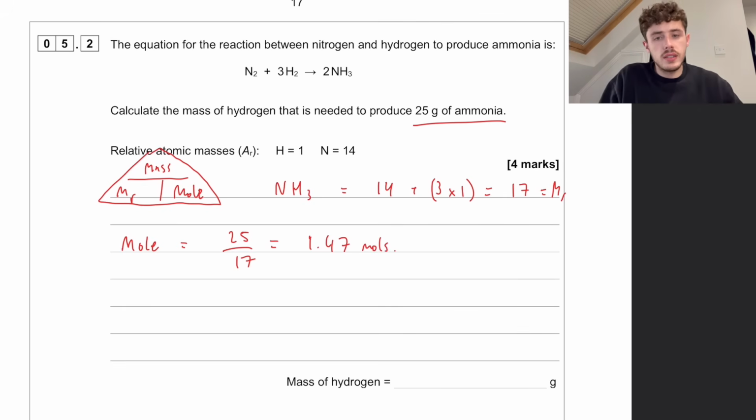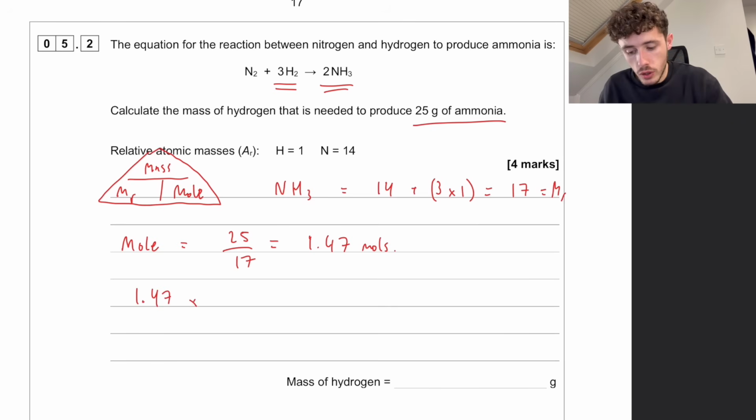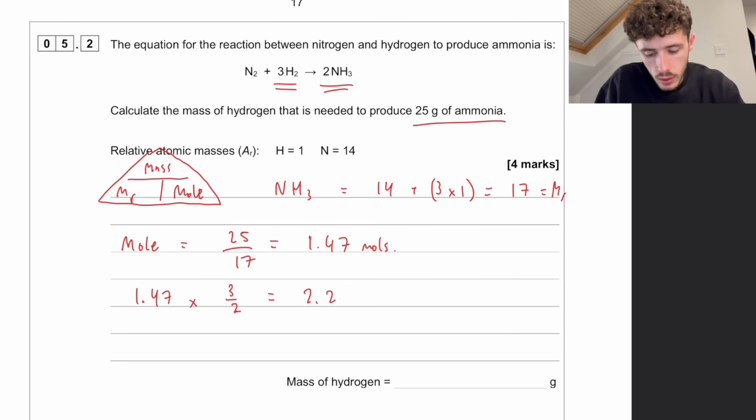Now our next step, by looking at the equation, we can see that to produce 2 moles of ammonia, we need 3 moles of the hydrogen. So based off the calculation that we've just worked out, if we do 1.47 divided by 2 to work out what it would be for 1 ammonia, and then multiply that by 3 to get the 3 moles for the H2 that we actually need, that will give us the next step in our question. This can also be done just by multiplying it by 3 over 2, and that gives us 2.205 moles of H2 in this case.